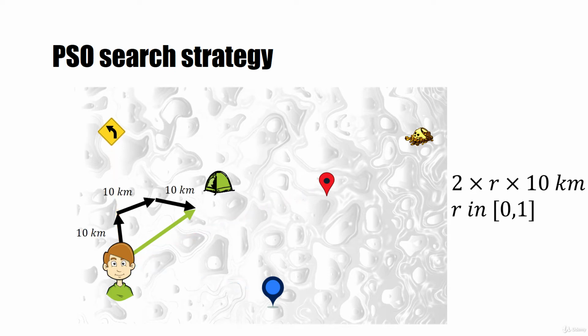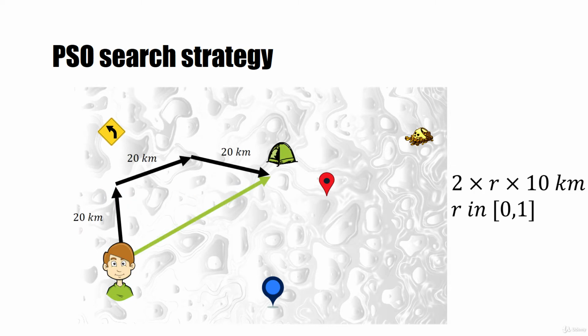Here's an example. This is where Bob sleeps after traveling exactly 10 km. If the random component gives a different value, the position is different. So here's where Bob sleeps when walking 20 km in each direction instead of 10 km. Depending on the value of r, he might end up somewhere in this area.